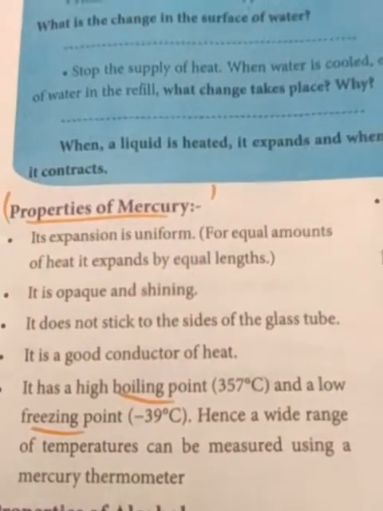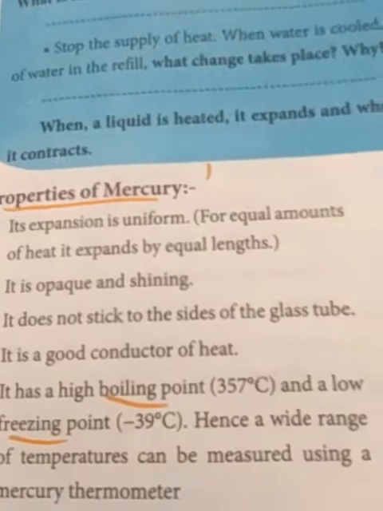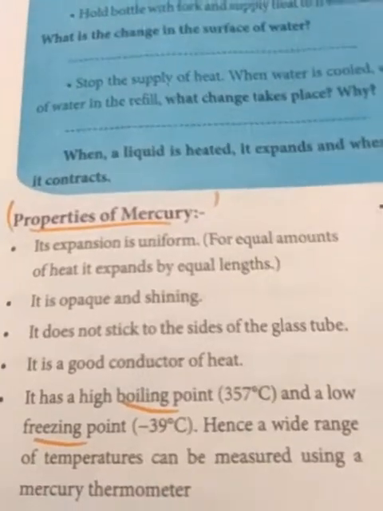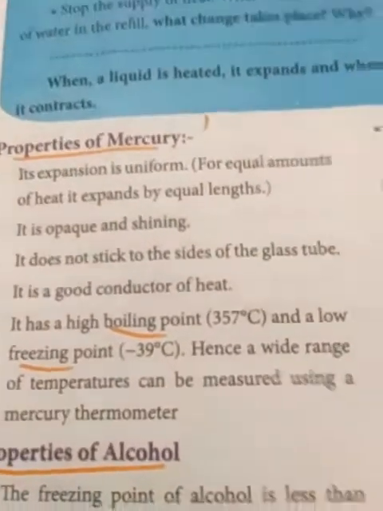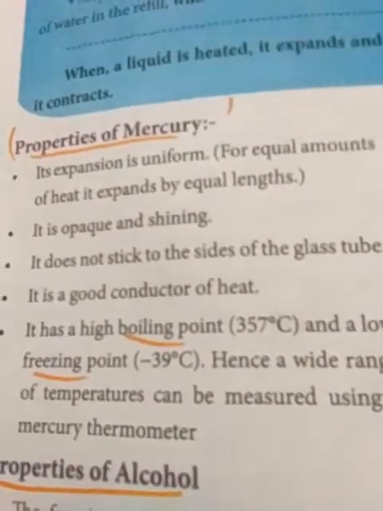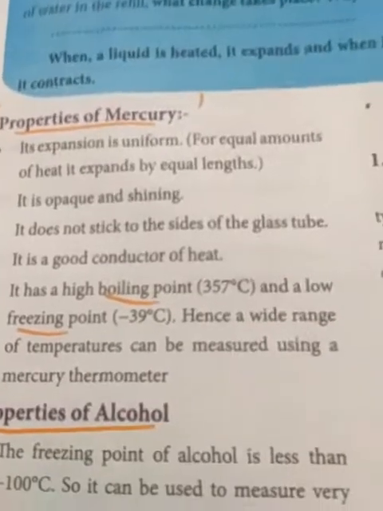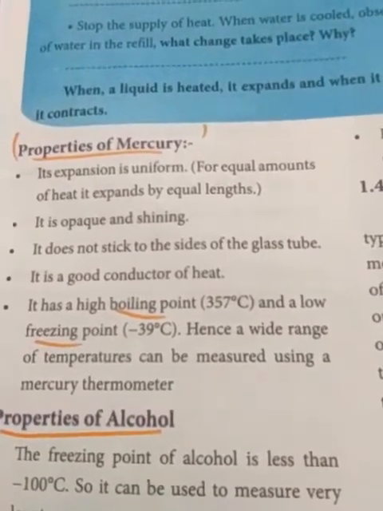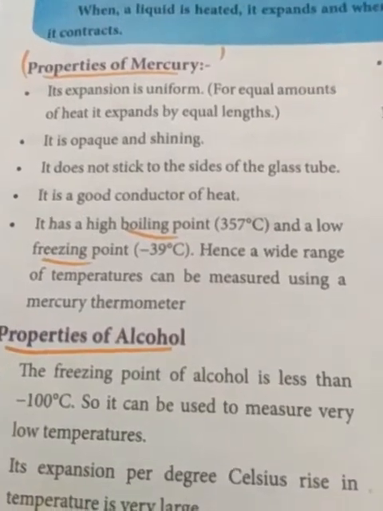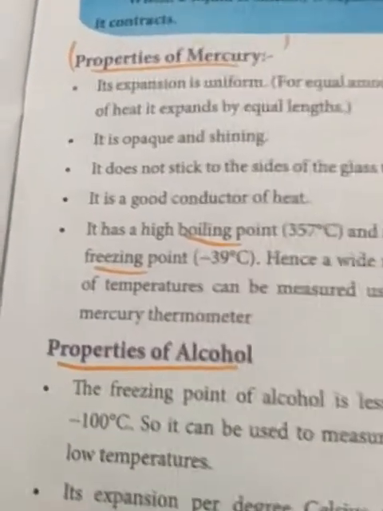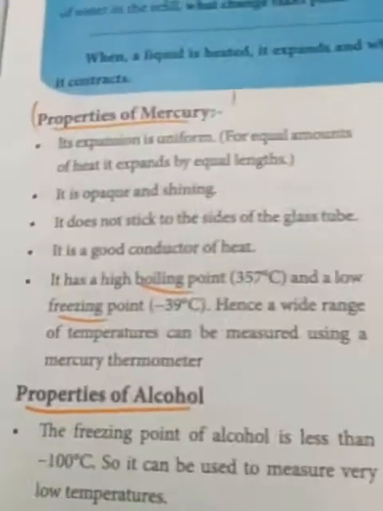Next, properties of mercury. Its expansion is uniform. It is opaque and shining. It does not stick to the sides of the glass tube. It has a high boiling point of 357 degrees Celsius and a low freezing point of minus 39 degrees Celsius. Hence, a wide range of temperature can be measured using a mercury thermometer.